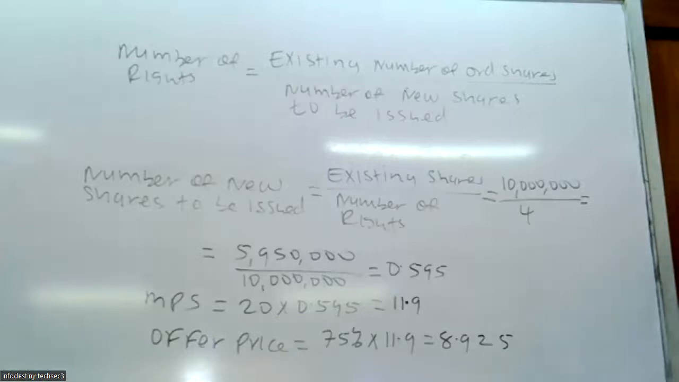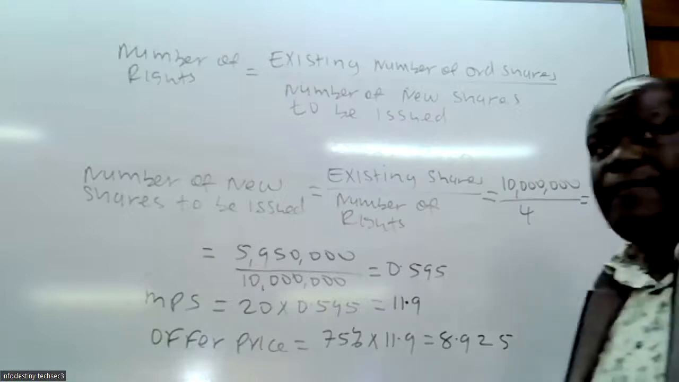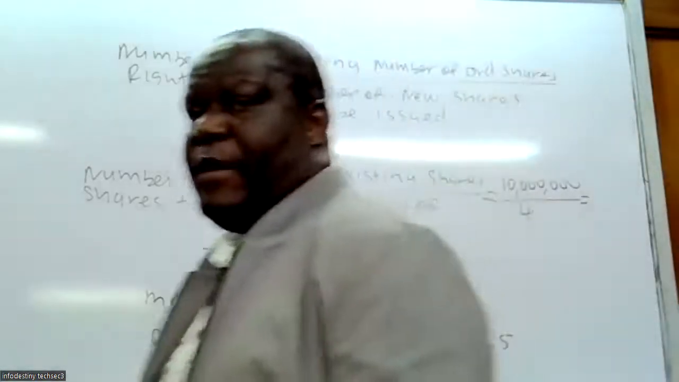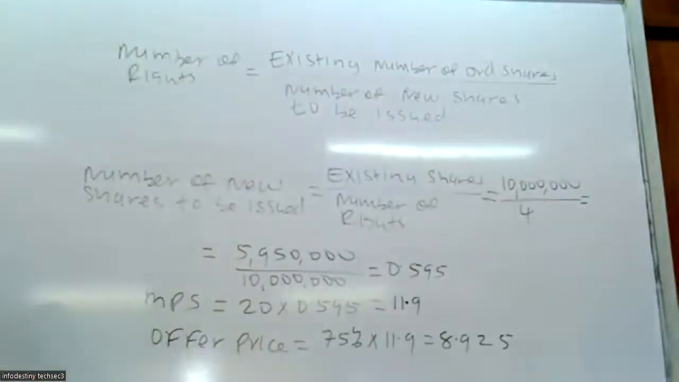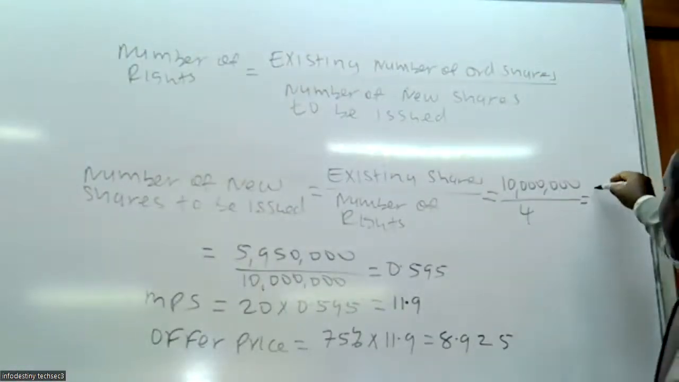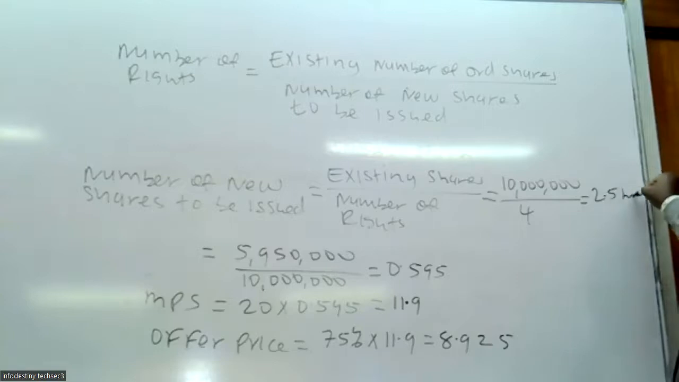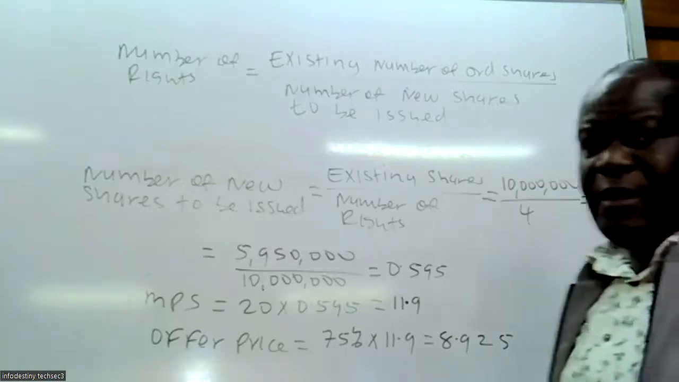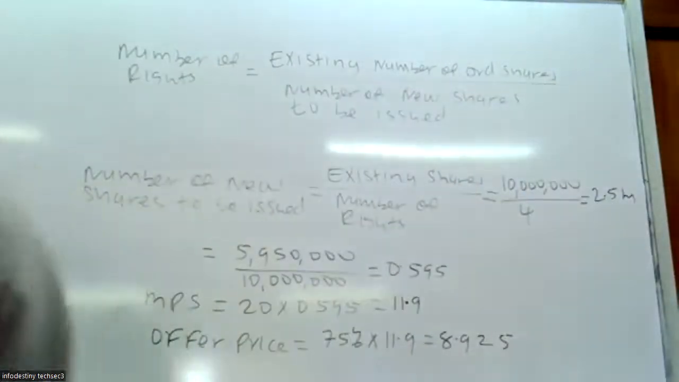So how many shares are meant to be issued? 2.5 million shares. So this will be 2.5 million. Now, after that, you can answer the question. But just a minute.